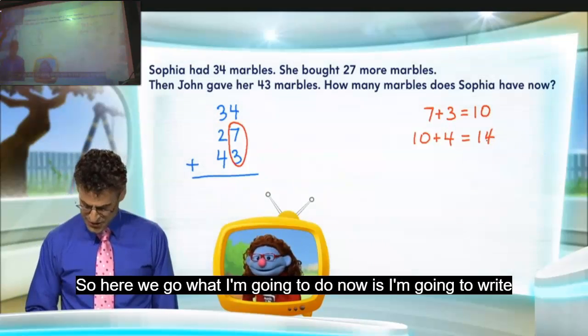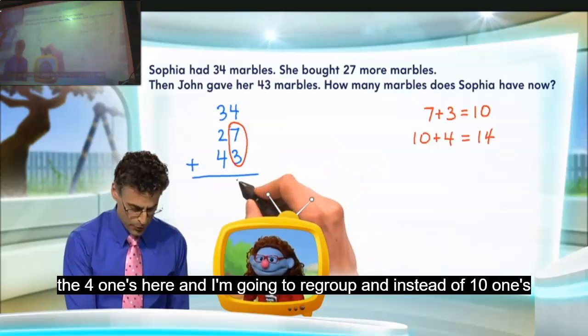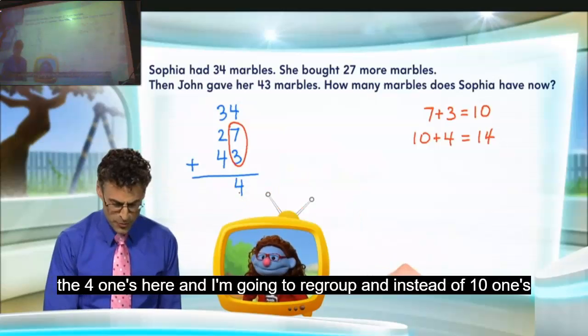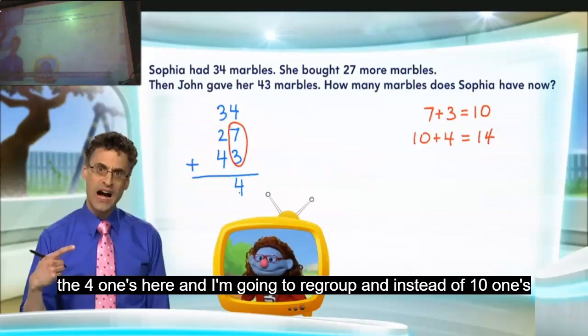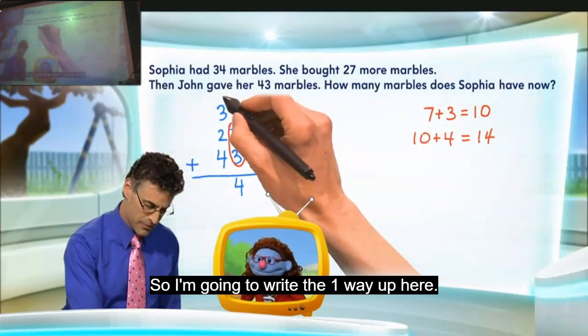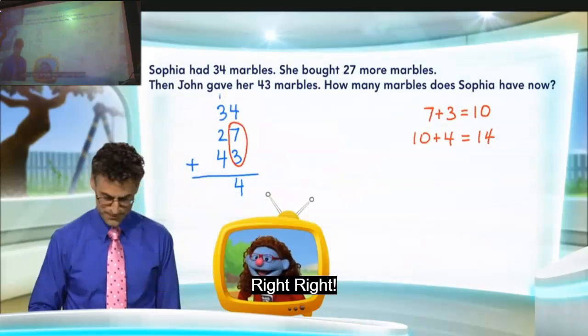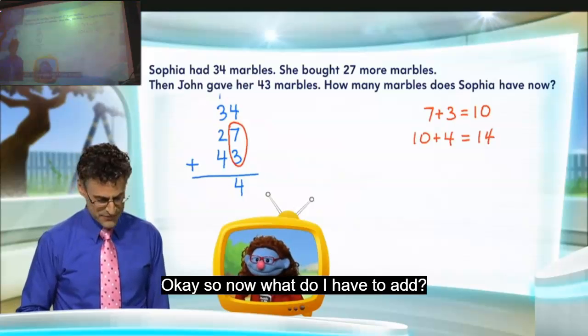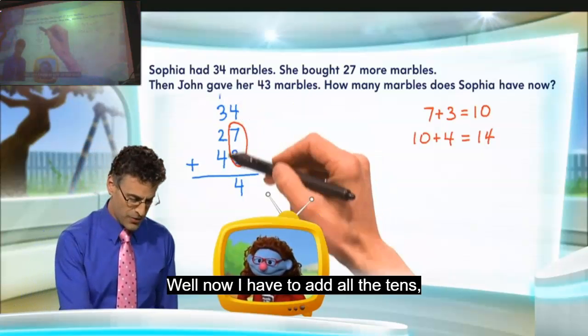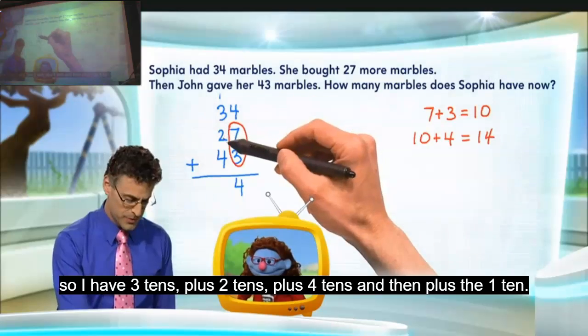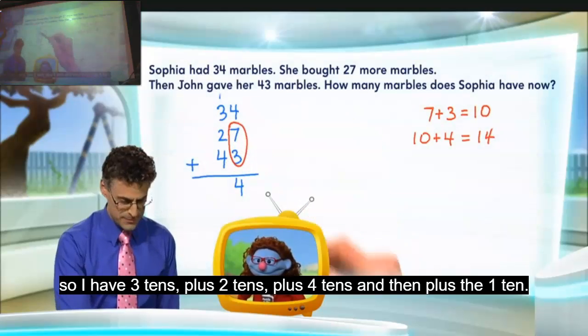Here we go. What I'm going to do now is write the 4 ones here, and I'm going to regroup, and instead of 10 ones, I'm going to write 1 ten. So I'm going to write the 1 way up here. Okay, so now what do I have to add? Well, now I have to add all the tens. So I have 3 tens plus 2 tens plus 4 tens, and then plus the 1 ten.